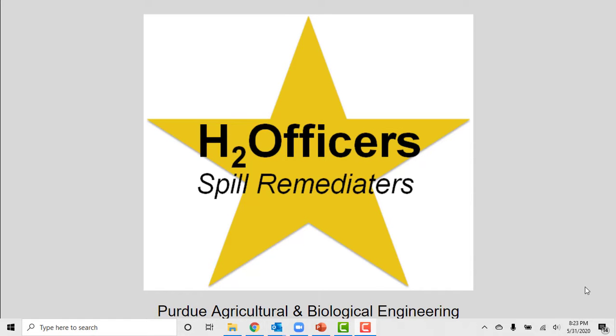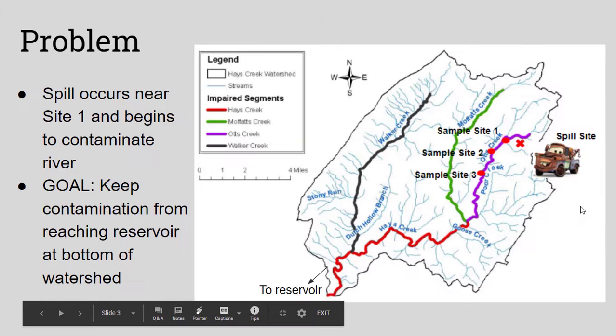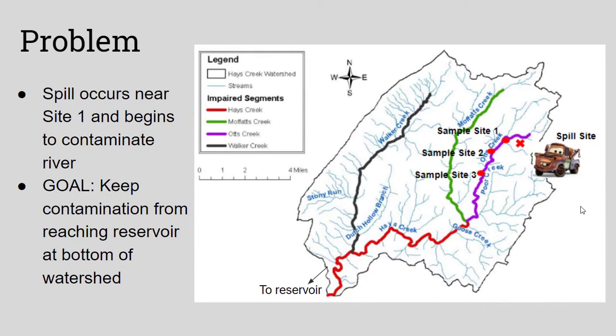So the first activity we're going to do today is hands-on. You can do it at home, and it's teaching you a little bit about the design process and how engineers design things to help the environment. So our problem is that there was a spill of a toxic chemical, and it's very close to this creek that you see on our map.